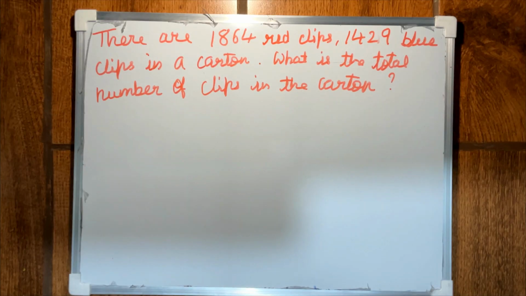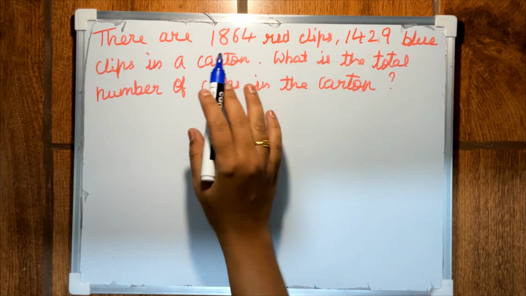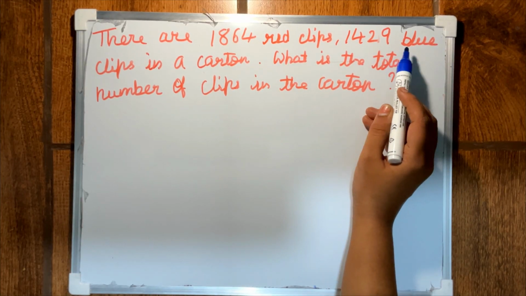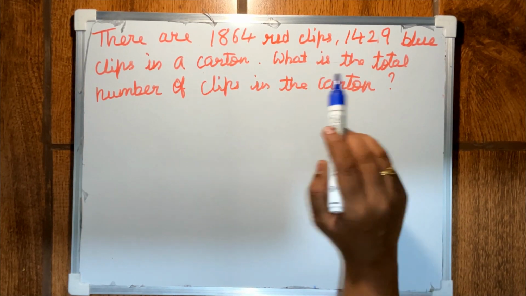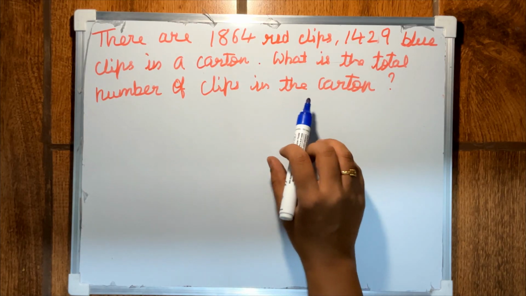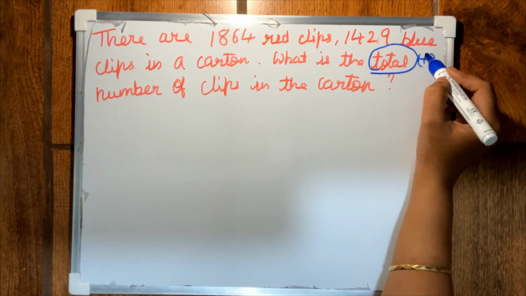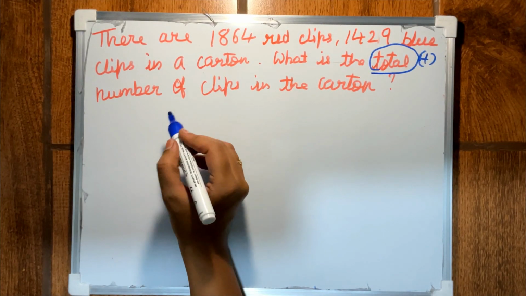See you soon! Today, let's solve some word problems. There are 1864 red clips and 1429 blue clips in a carton. What is the total number of clips in the carton? Total means we have to add. So, let's start solving the problem.